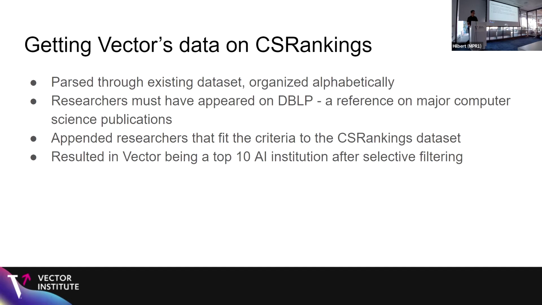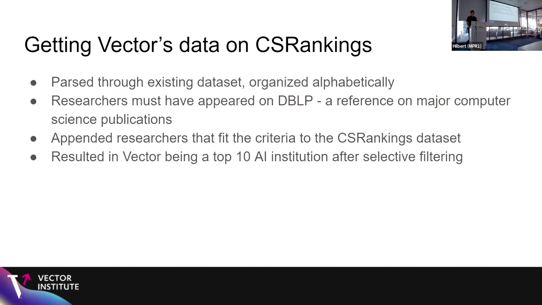So the existing data set is organized alphabetically with researchers' names added to, I think, their CSV files. Researchers must appear on DBLP, which is a reference on major computer science publications. So there were a few researchers that we had to take out, but maybe their names will be added in the future and we can further improve our ranking.